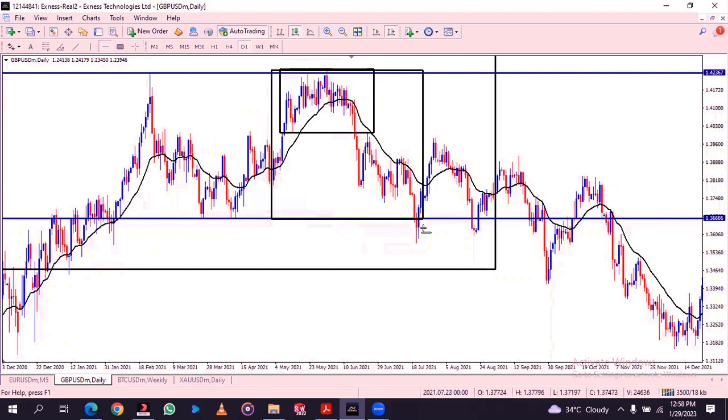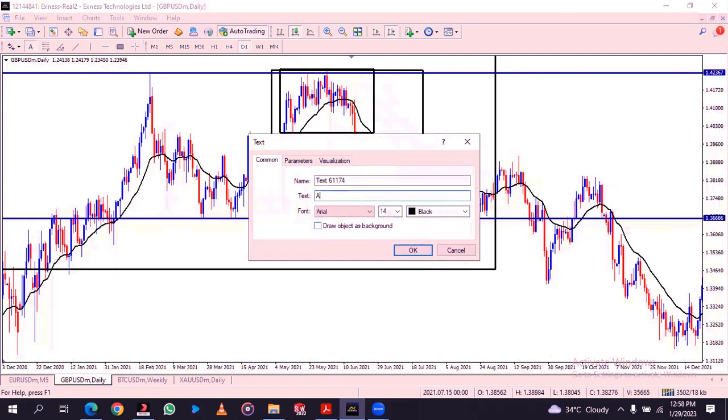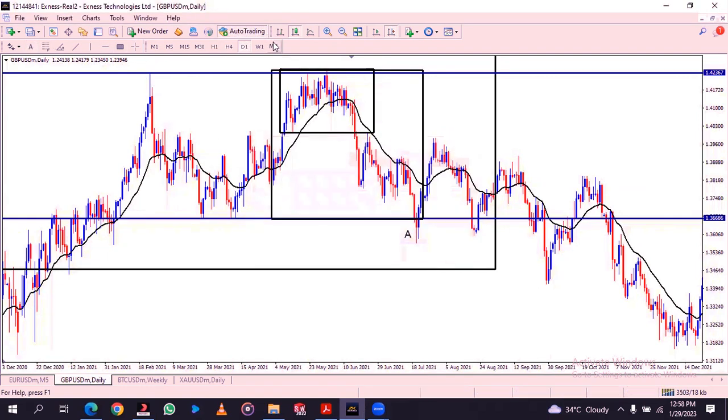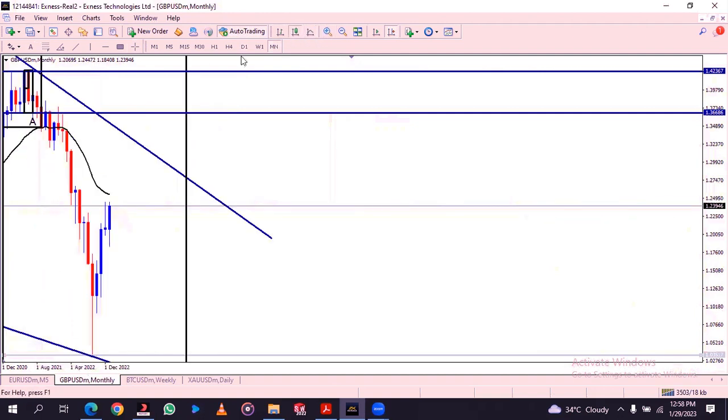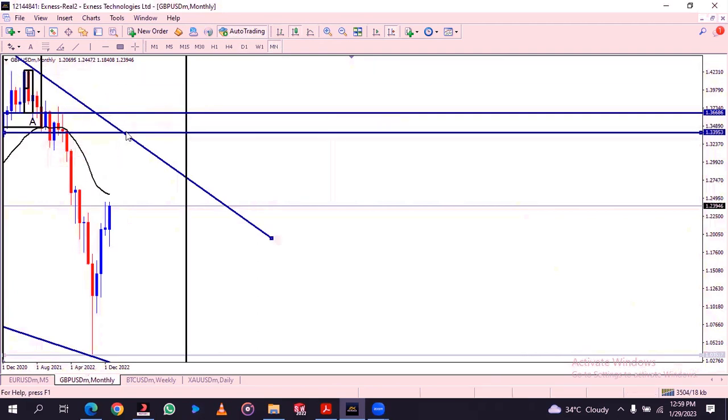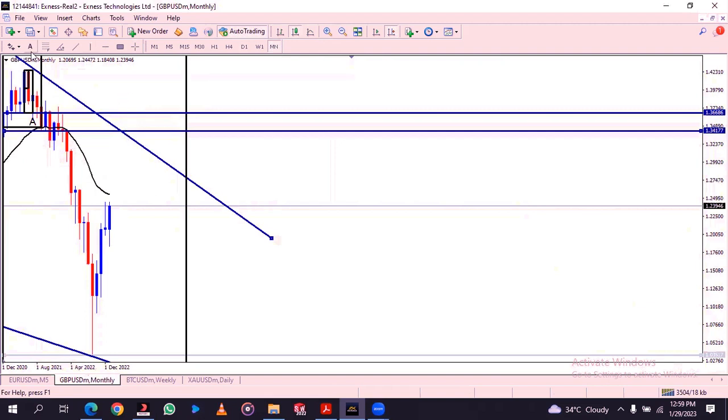So what I'm going to do is this. I have noticed that this level at A is my A. This is my level A. And this is where we have a break below it. I come down to my monthly time frame to spot the candle that closes below my A level. And this is the candle. And the candle closes below it here. So automatically, this is my B.